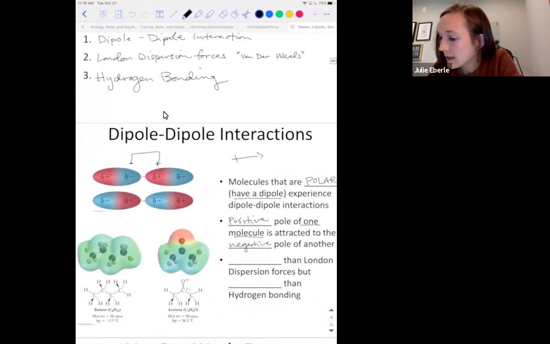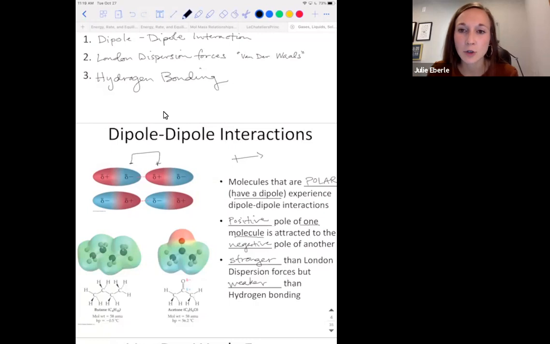Now, the next blank is that they are stronger than London dispersion forces, but they are weaker than hydrogen bonding. So they are kind of your middle class strength force. So I want to look at a real example. Why do we even care about dipole interactions? Well, I'm going to show you 2 molecules down here. One that's polar, one that's non-polar.